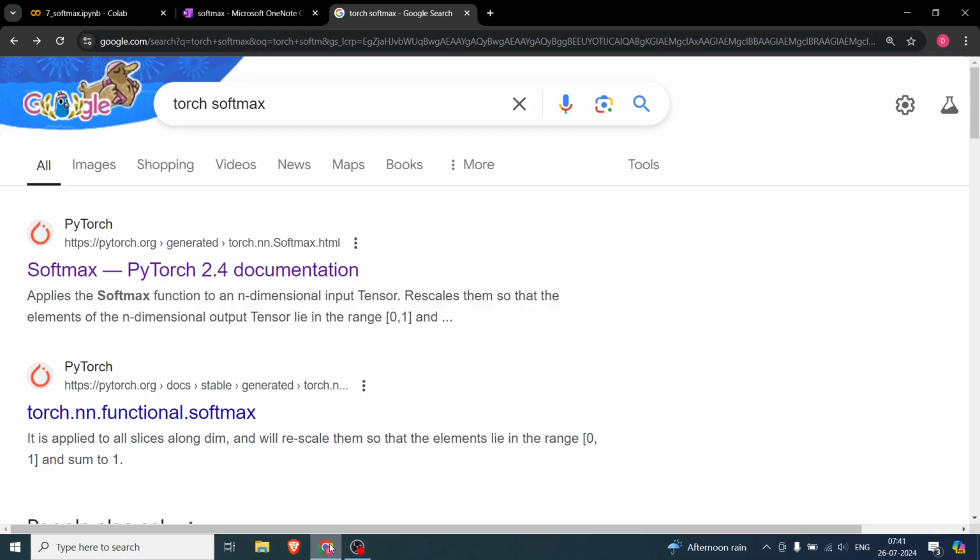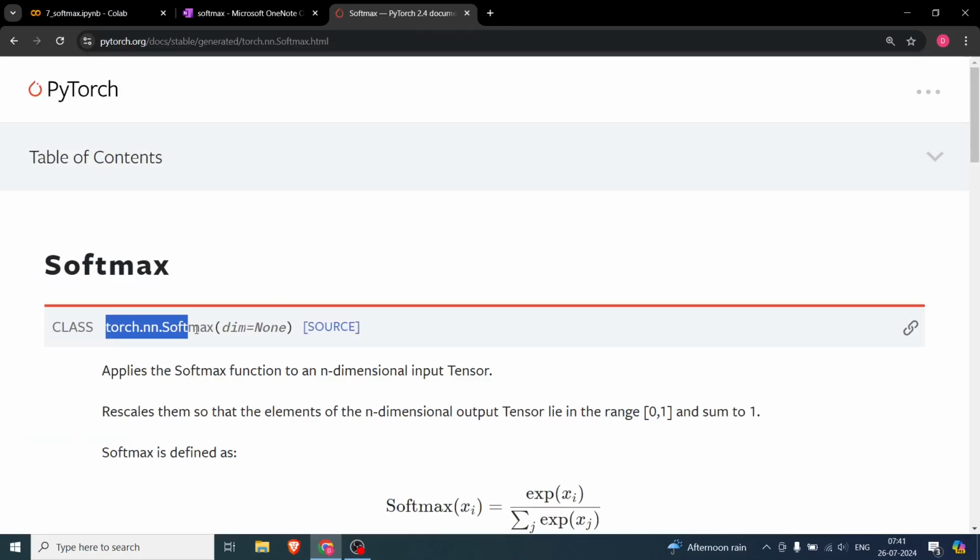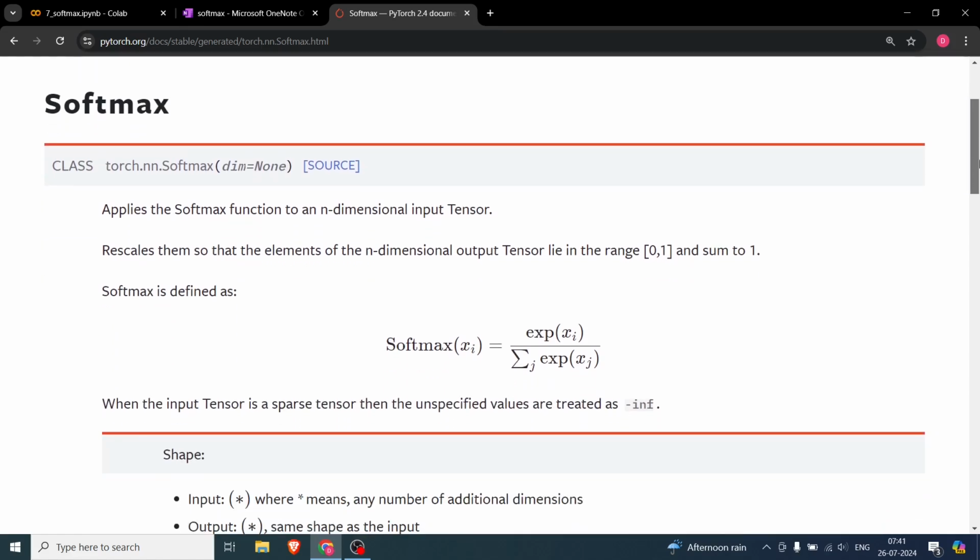Hello everyone, so in this video we'll be talking about the softmax function in PyTorch. So let's look into the documentation. As you can see, the definition is very simple, torch.nn.Softmax, and we have one parameter which is the dimension, and we are going to look into that.